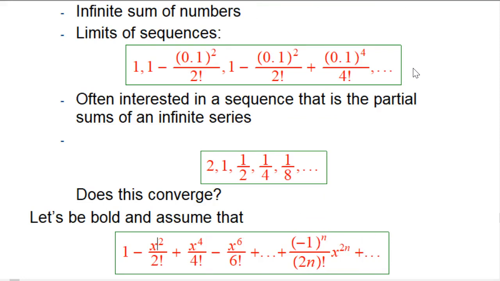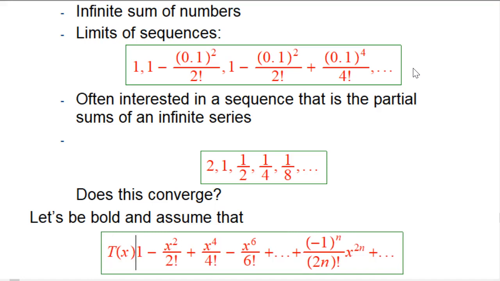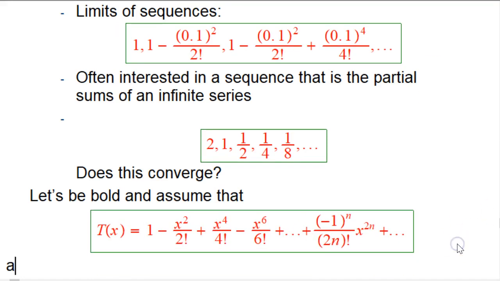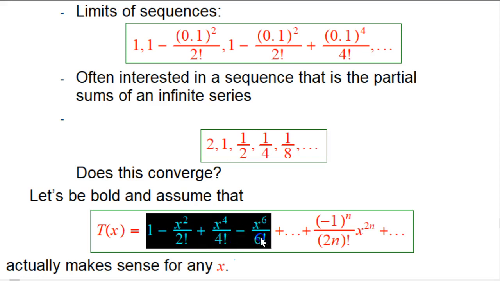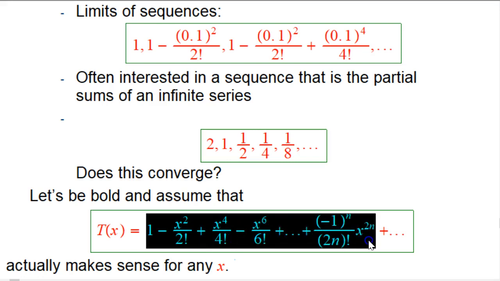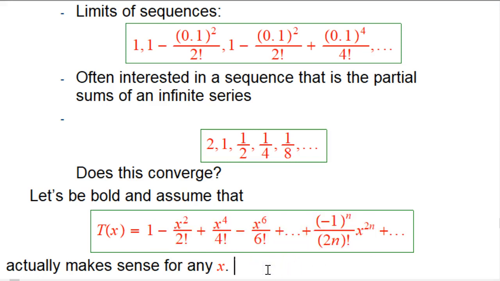Let's assume that this guy, we're calling it t of x, actually makes sense. And we'll discover, in fact, that these factorials grow so quickly on the bottom that it actually makes sense for any x. It just takes a long time to get an accurate answer if x is really big, which we've already seen. So we have a hope that since this was a decent approximation to cosine, this was a better approximation to cosine, this was even better, this is really, really good, that maybe t of x is simply cosine of x in disguise.